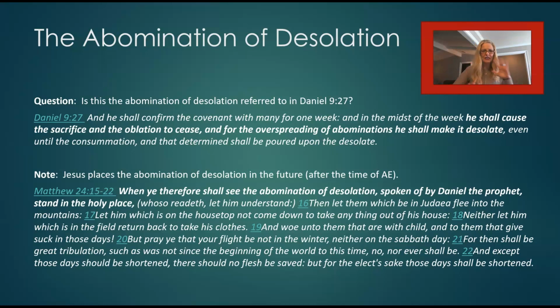So the two situations look very similar. Stopping the sacrifice and placing the abomination of desolation. The vile person and his army did this, and yes, it appears to be Antiochus Epiphanes, yet Jesus places this critical event in the future. So we're going to come back and revisit this concept towards the end of this video.